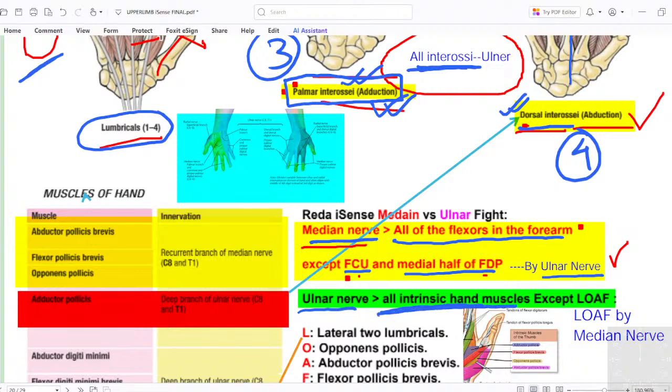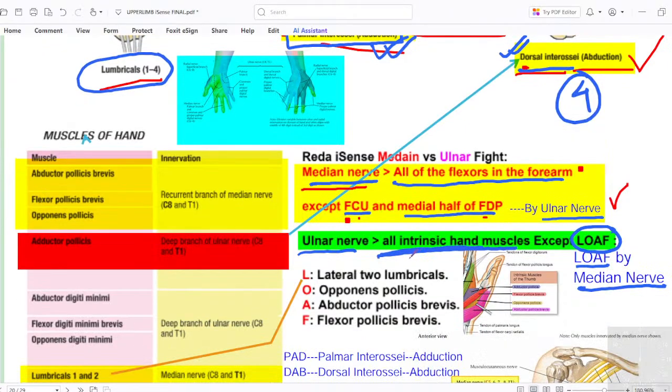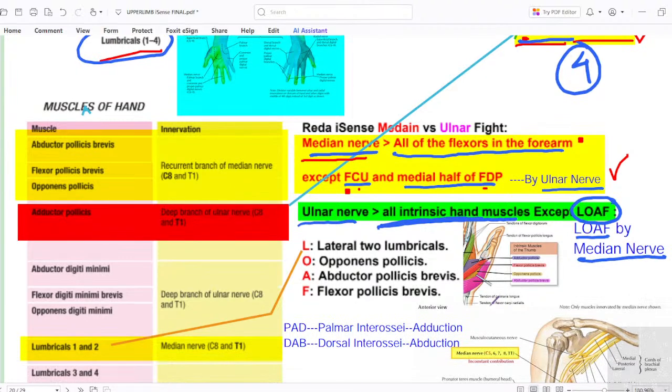All the intrinsic muscles except LOAF are supplied by the ulnar nerve. LOAF is supplied by the median nerve, because we saw yesterday that in this hand there is always a fight between the median nerve and the ulnar nerve. So the part supplied by the median nerve, the remaining will be by the ulnar nerve. What is LOAF? Lateral two lumbricals, opponens pollicis, abductor pollicis brevis, flexor pollicis brevis.